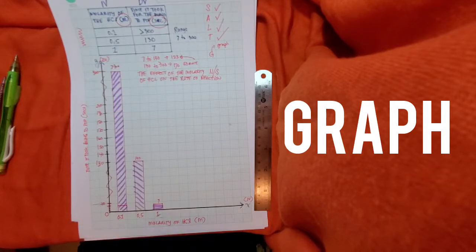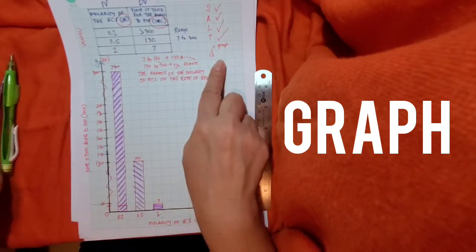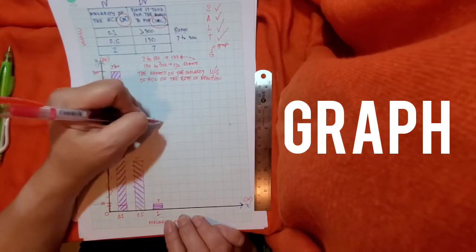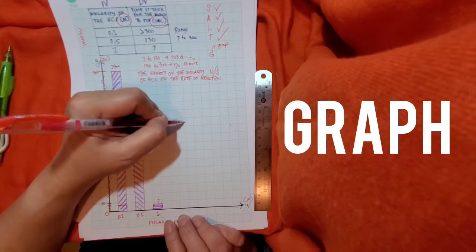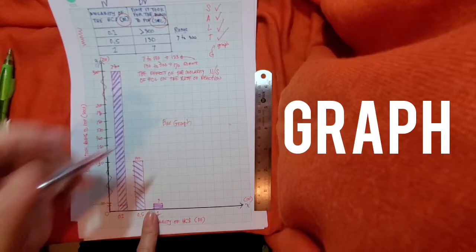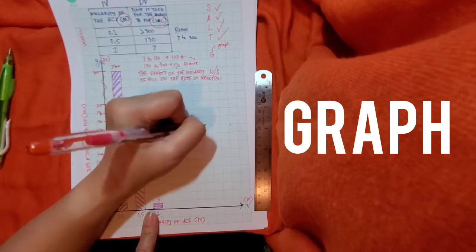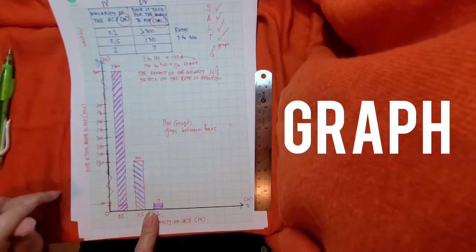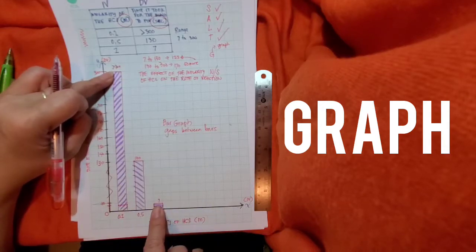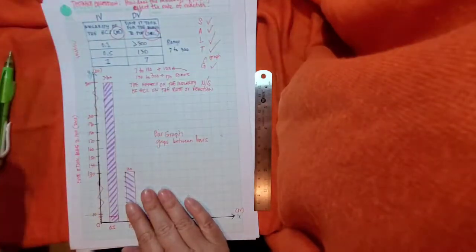Okay, so do I deserve a tick for the graph? Yes, I use the correct graph. I use a bar graph. My bar graph is correctly drawn. There are gaps. Remember, there are gaps between bars. And I put in the correct amounts. So I would give myself a tick.